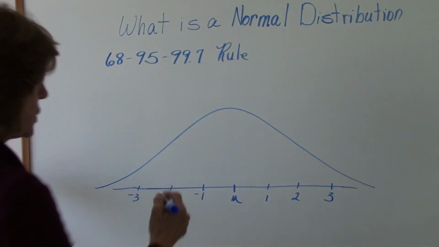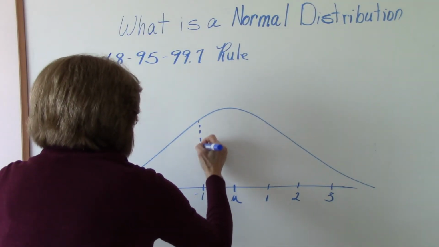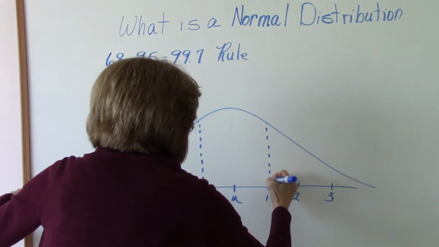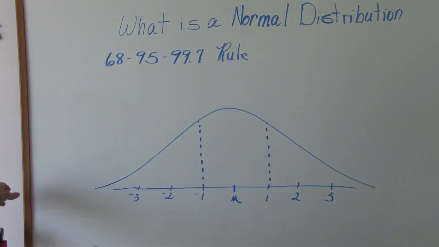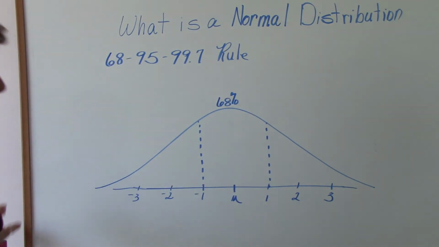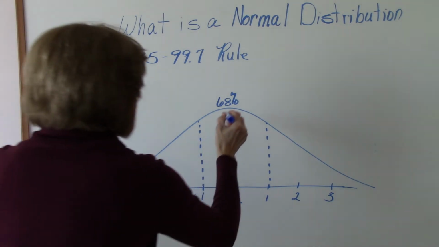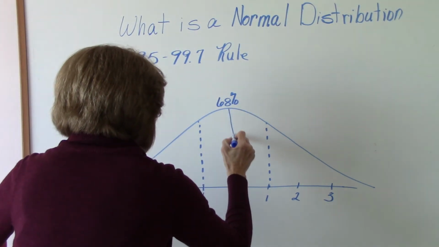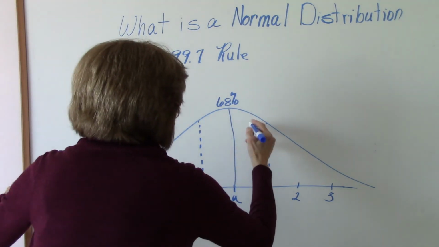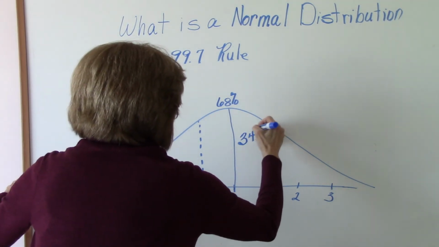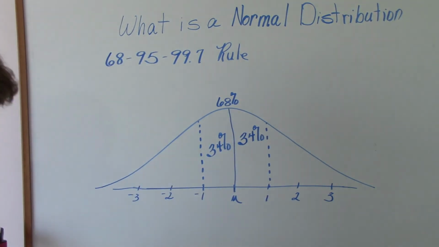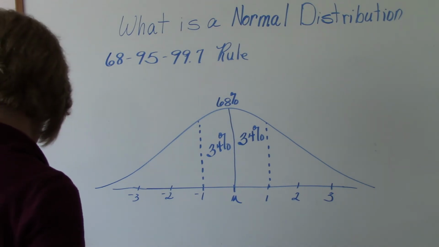So what we had just said was that from 1 standard deviation below the mean to 1 standard deviation above the mean, that represented 68% of the data. But we can divide that in half right at the mean, and this is going to be 34% and 34% of the data.